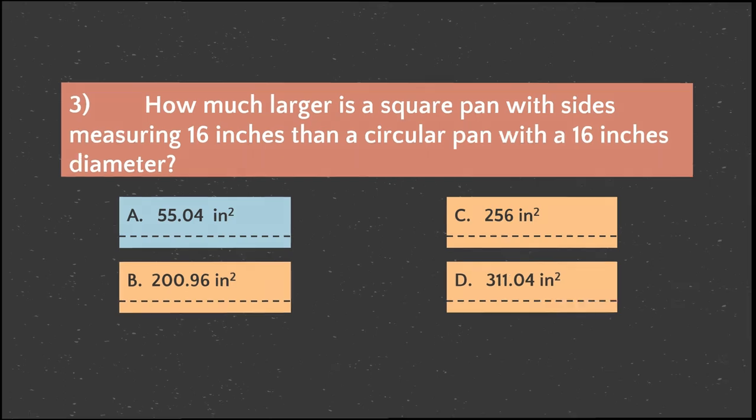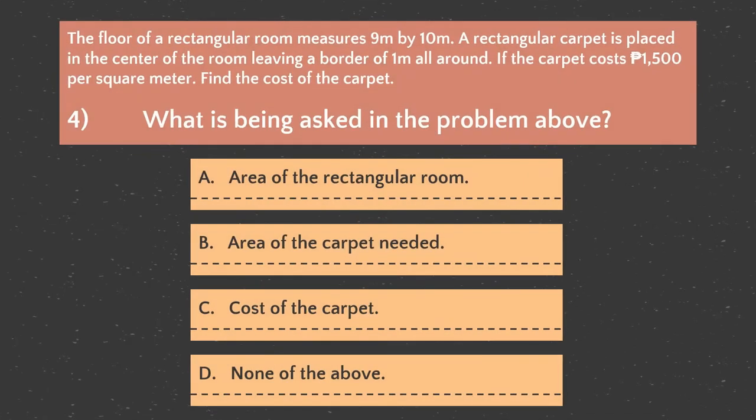Number 4. The floor of a rectangular room measures 9 meters by 10 meters. A rectangular carpet is placed in the center of the room, leaving a border of 1 meter all around. If the carpet costs 1,500 per square meter, find the cost of the carpet. What is being asked in the problem above?